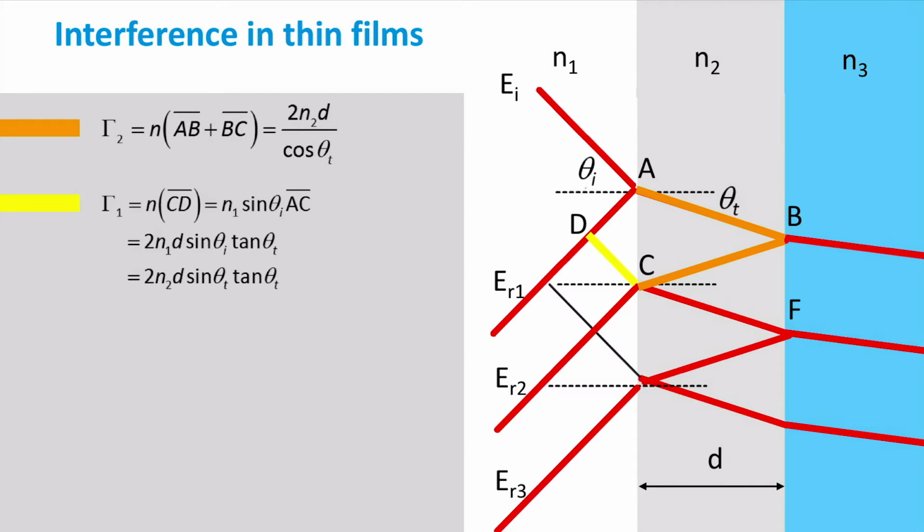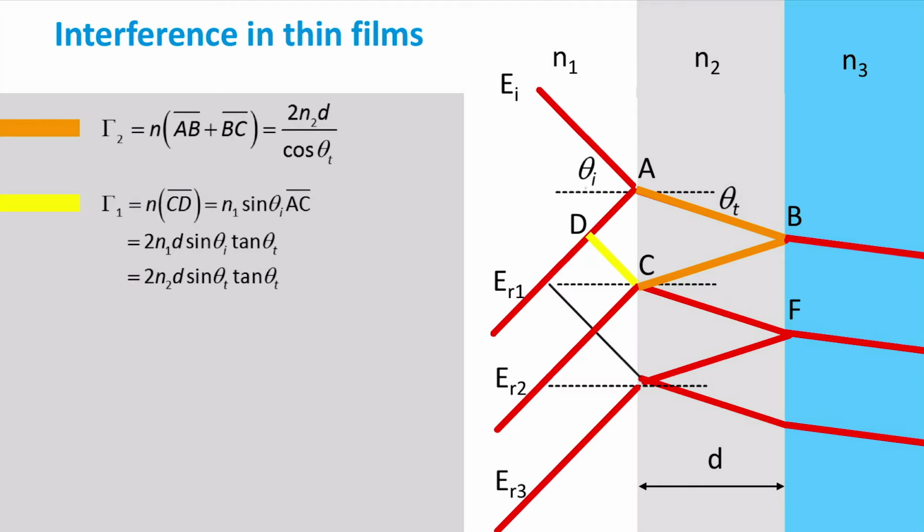The optical path length of wave 1 simply equals the refractive index n1 multiplied by the distance CD. It follows from the geometrical relations that CD equals AC times the sine of theta I. AC in turn equals 2 times d multiplied by the tangent of theta T. Therefore, we can rewrite CD in terms of the angles of transmission and incidence and the thickness of the Rayleigh film.